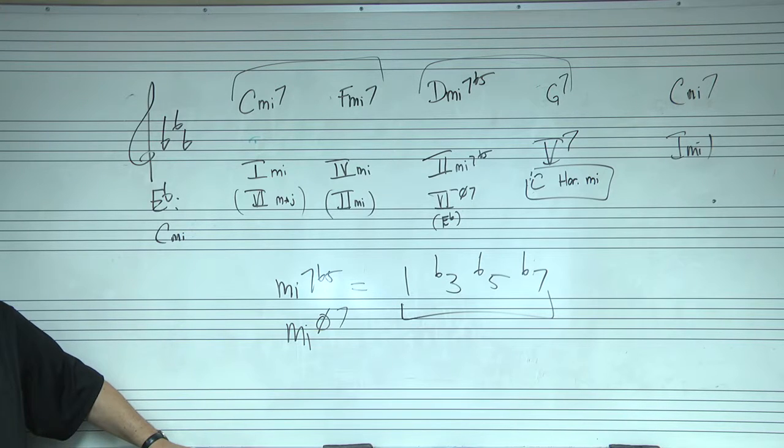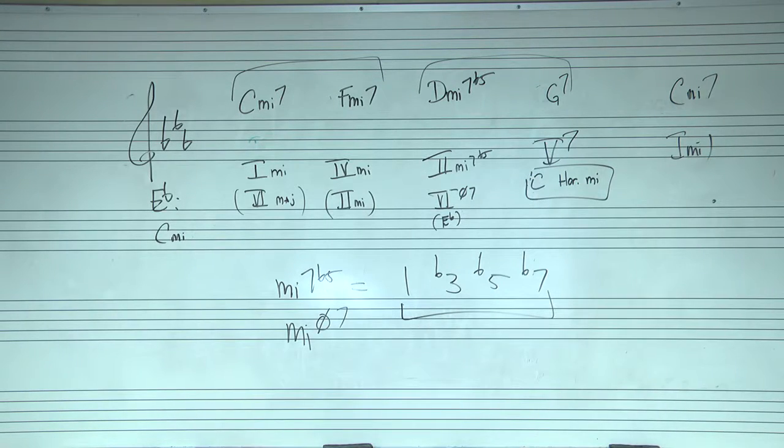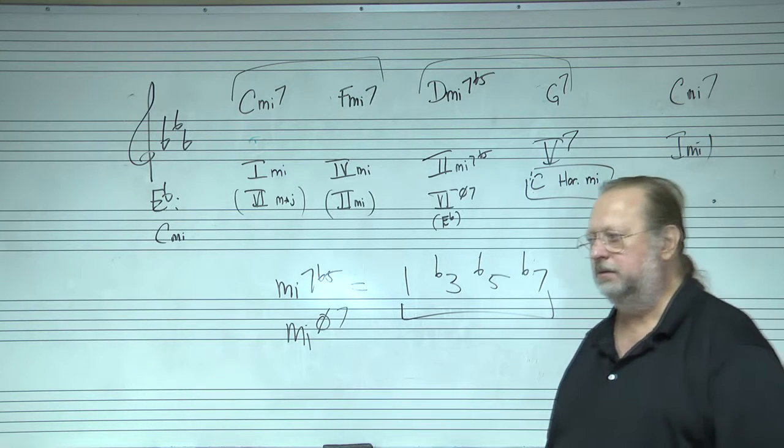Now we're talking about the E flat minor 7, the next chord in the chart. E flat minor 7. Well, in the key of C minor, E flat is a major 7 chord, isn't it? Look in the gray column. In C minor, E flat is a major 7 chord, right?